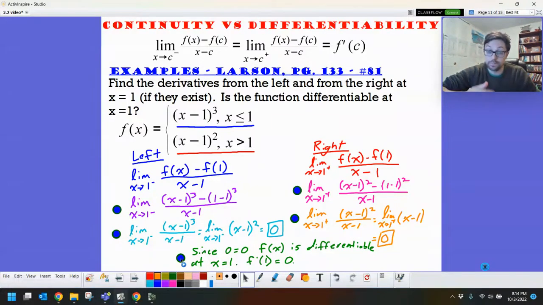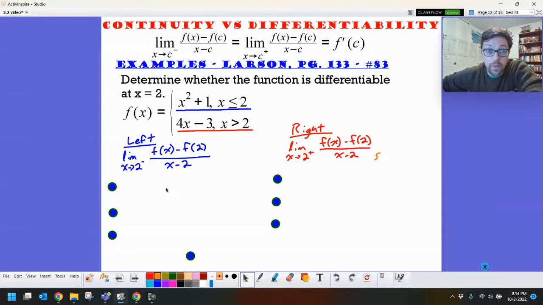In this example, we want to use our definition of left and right derivatives in order to figure out, are we differentiable at this point? We don't care about the regular limits. We care about what's going on with the limit of our slopes as we're approaching that point.